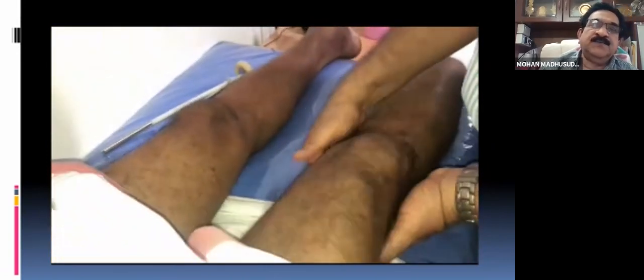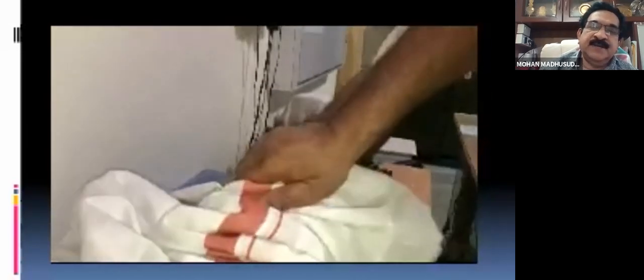The lower limb tone was normal. Again, wasting of both sides. Hip flexion was weak bilaterally. Knee extension was weak bilaterally. Knee flexion was normal. Ankle flexion was also normal.